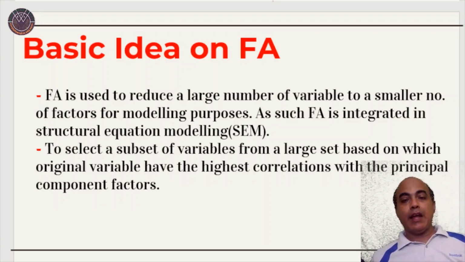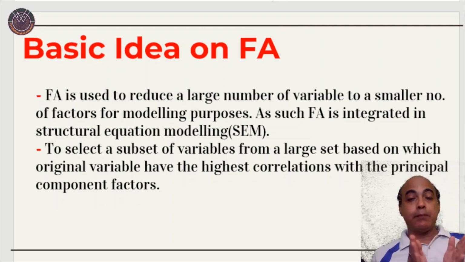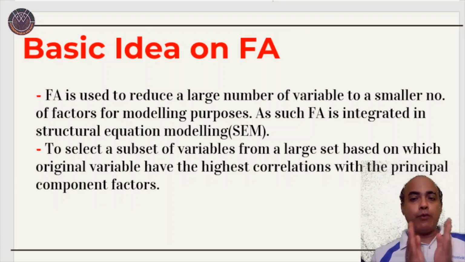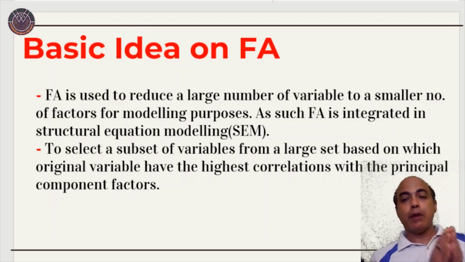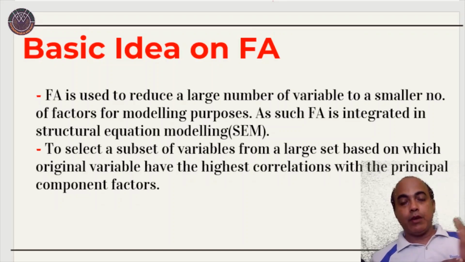So what we are saying is that the original variables have the highest correlation with the principal component factors which we have identified. Why am I saying principal component factor? It is one way of factoring. There are other ways of factoring: component analysis, principal component factors, simple factor analysis, and different types such as canonical factor analysis. If you have identified the principal component factors, then those factors must have a high degree of correlation with the original variables from where we got them. Then only we are successful.